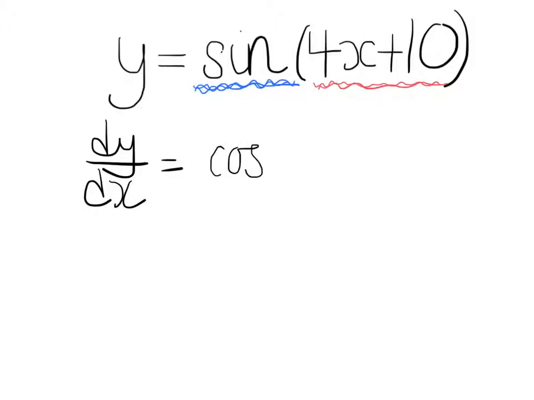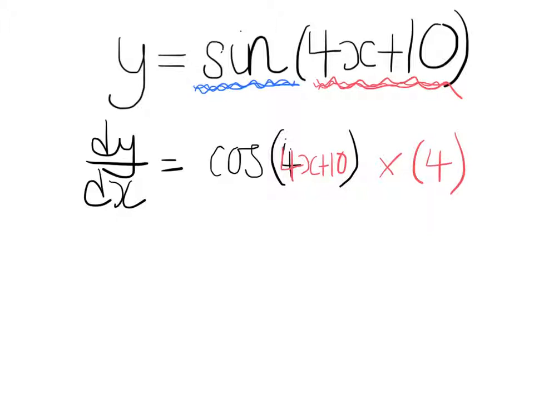So we've got cosine and then whatever is in the brackets, the baby bit, and then we can put that in. I'll do it in red so remember it's the baby, so 4x plus 10. And then we just multiply by the baby bit differentiated, which is, if you differentiate 4x, you get 4, and if you differentiate 10 you get 0. So altogether we've got 4 cos 4x plus 10.